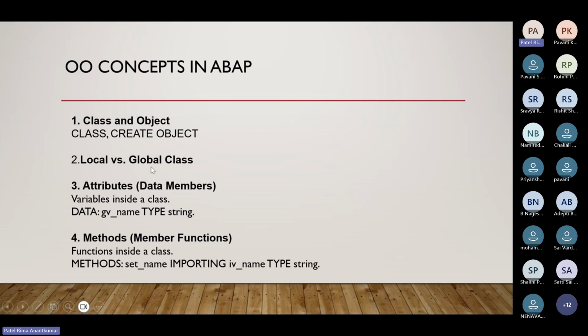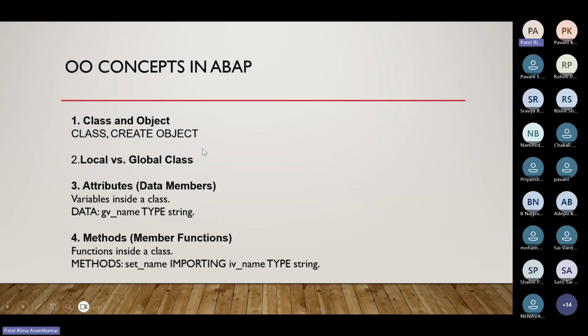Now the next is local and global class. So have you gone through the concept of local and global class in this ABAP? Yes. Can anyone tell me? Have you gone through the concept of global and local class? Yes, ma'am. What do you understand by the name? What do you mean by global class? Global class are declared outside the main class, ma'am. Right. And what do you mean by local class? Local class are declared inside the class or global class.